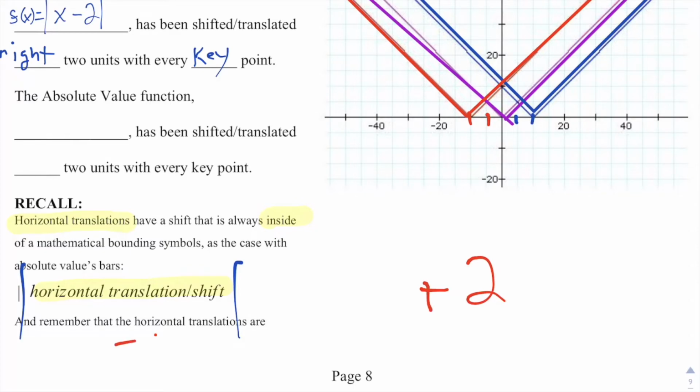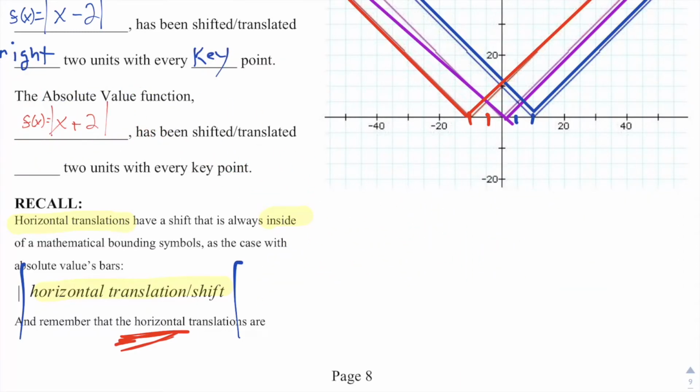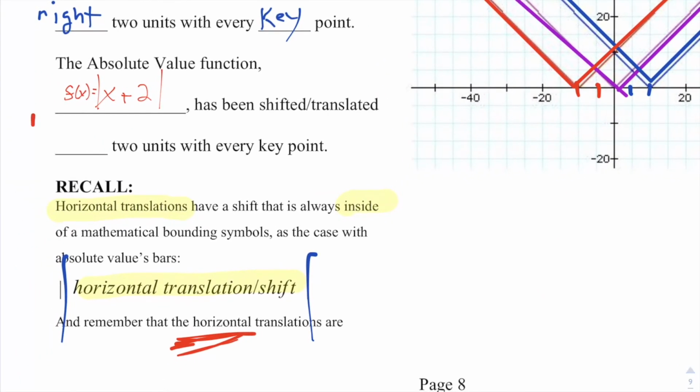And then remember, it's always inside the bounding symbols with the variable x. And then to write it in function notation, we use f of x equals the absolute value of x plus 2. Then we could say the absolute value function f of x equals the absolute value of x plus 2 has been shifted, or translated, left 2 units with every key point.